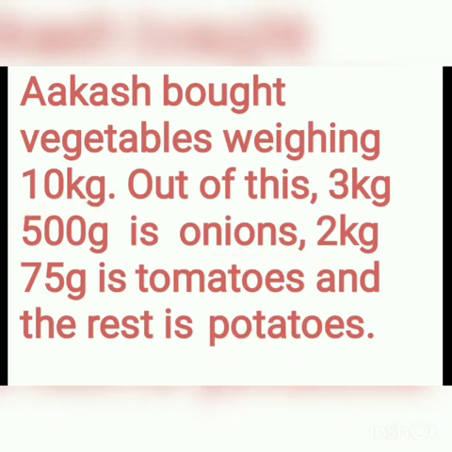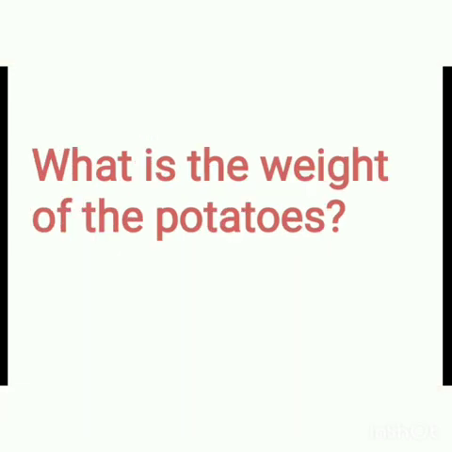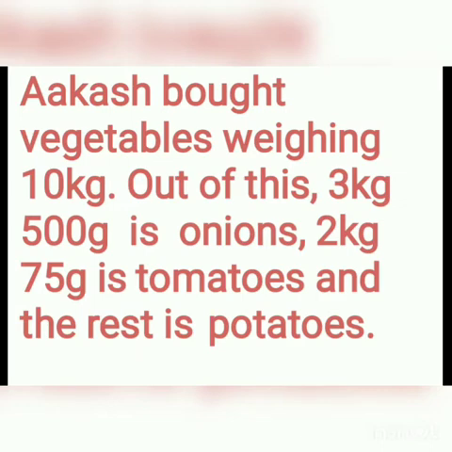Now the weight of onions is given. How much? 3 kg 500 gram. And the weight of tomato is also given, 2 kg 75 gram. Now the weight of potato is not given. That is the question. What is the weight of the potatoes? We have to find the weight of the potatoes. That means the weight of onions and the weight of tomato is given, and the total weight is also given.